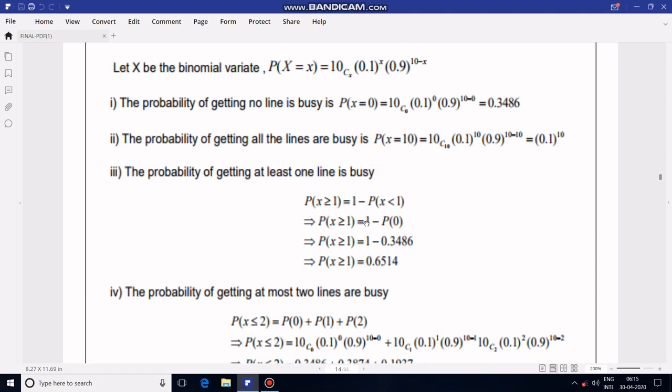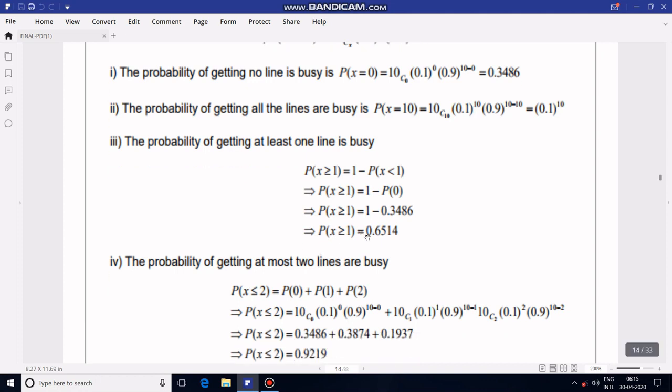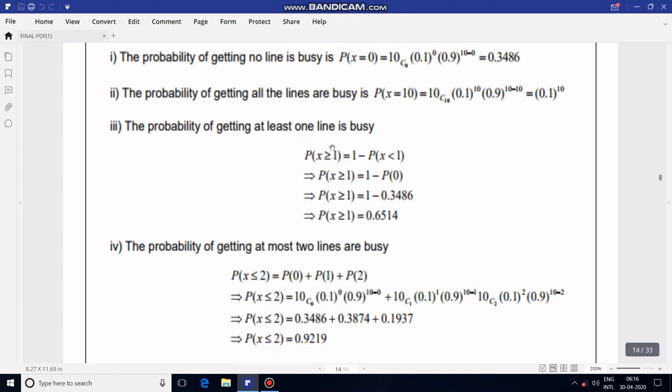Now let us simplify this. Find P of 0 by using the same formula. In that formula, if you replace x by 0 and simplify, we get P of 0 equal to 0.3486. If you simplify this, we get P for x greater than or equal to 1 is equal to 0.6514. That is the answer for the third question: the probability of getting at least one line busy at an instant of time.